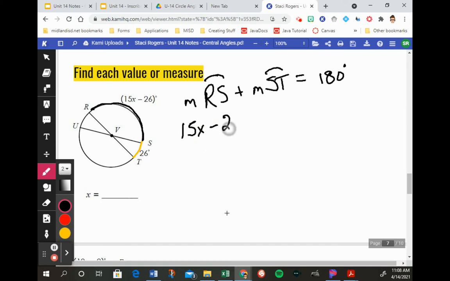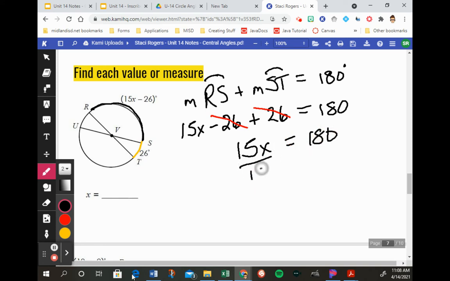15x minus 26 plus 26 equal 180. So now I'm going to combine like terms. Minus 26 plus 26, that cancels. So I have 15x equal to 180. Divide by 15. X equals 12. And there's my answer. Okay.